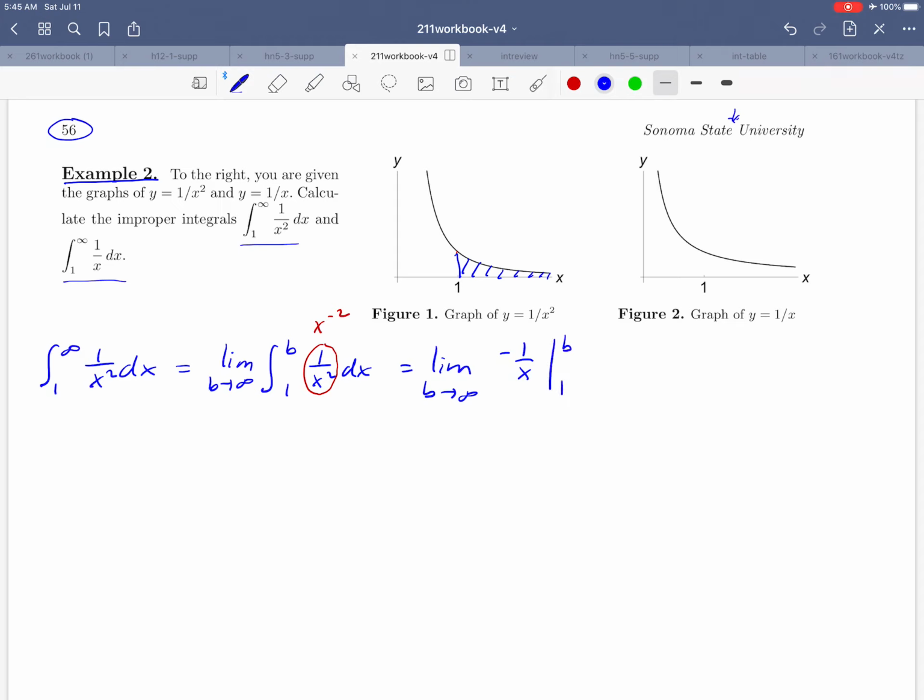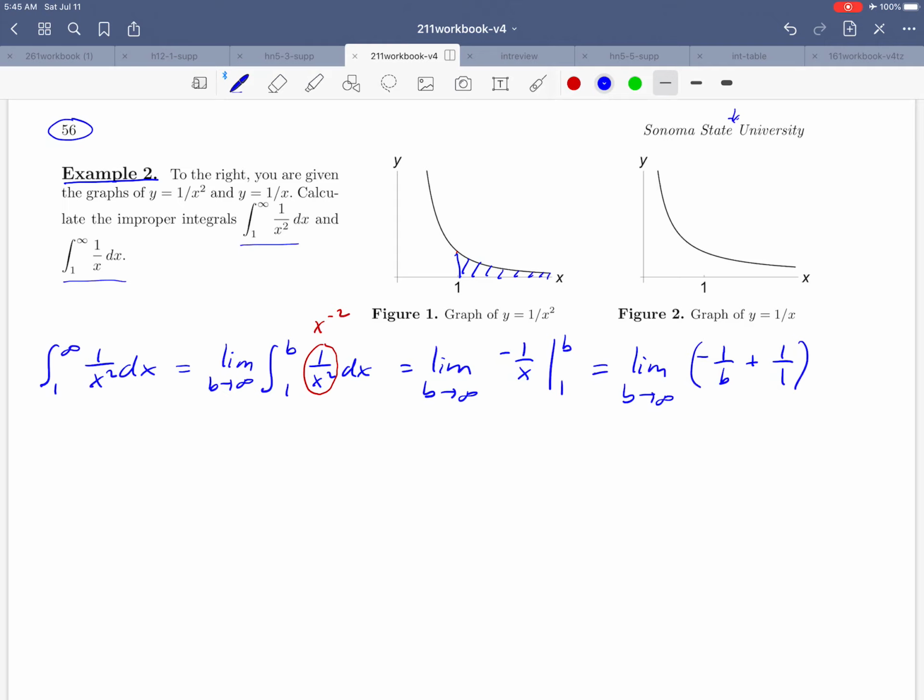Our limits are going from b to 1, so we need to take those limits and substitute them in for x. So the upper limit is b, that's going to give us negative 1 over b, and then we're going to get a minus negative, that's a plus 1 over 1.